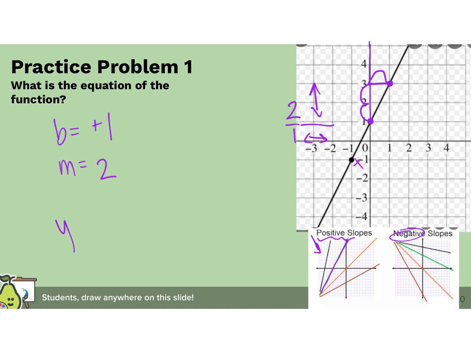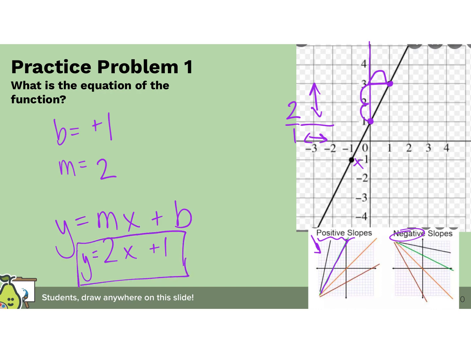So my equation, remember, it's y equals mx plus b. My m is now 2, and my b is now +1. So the equation of this line is y equals 2x plus 1. That's it.